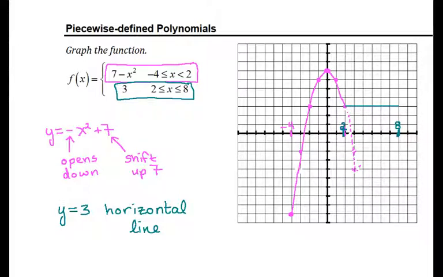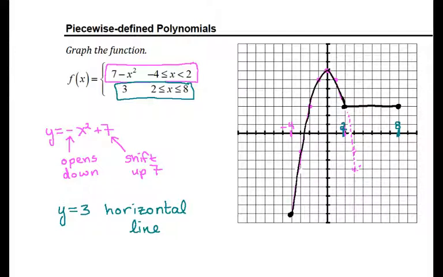Now I can see, because I graphed this carefully, that the graphs do in fact meet up here at this point. So I don't have any jumps in the graph. I'm going to go over in black the part that I want to keep just to make sure that it's really, really clear. So this is the graph I end up with.